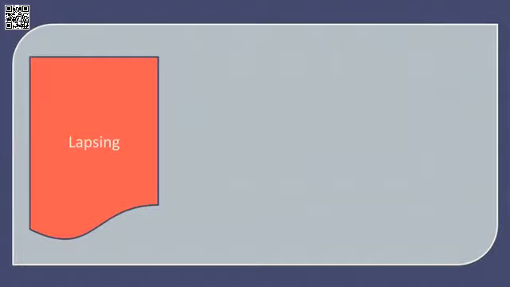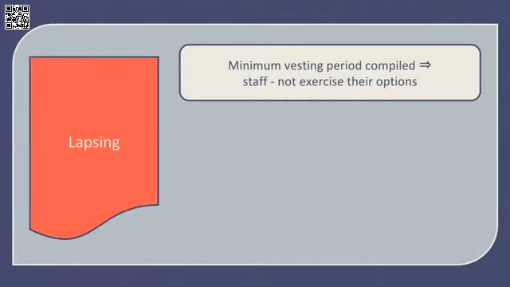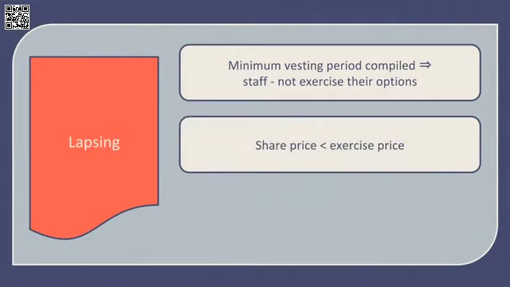Lapsing. Lapsing is where the minimum vesting period has been complied with, but the member of staff does not wish to exercise their options. This could happen if the share price is below that of the exercise price. Given that the member of staff has worked for the required vesting period, and the company has therefore received benefit from that member of staff, it would not be appropriate to reverse out the expenditure recognised, as the company has received benefit and therefore incurred expense.